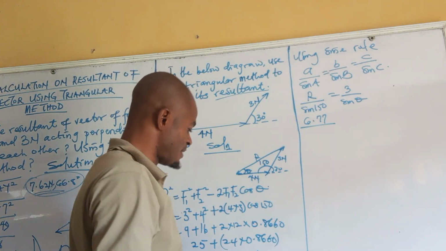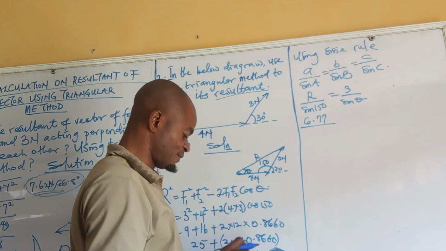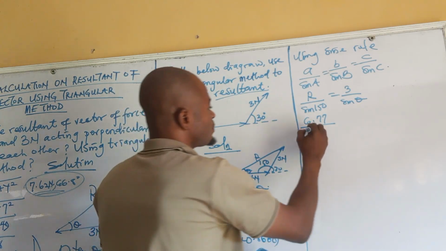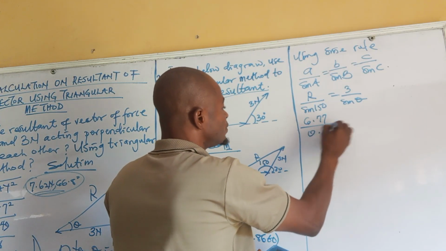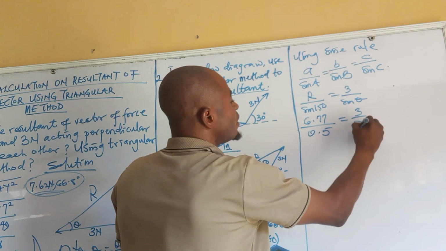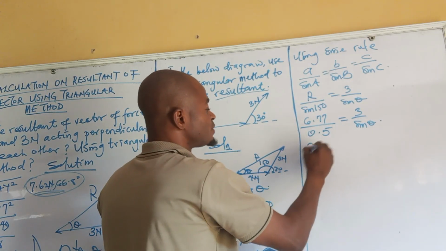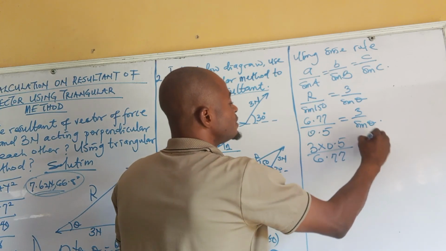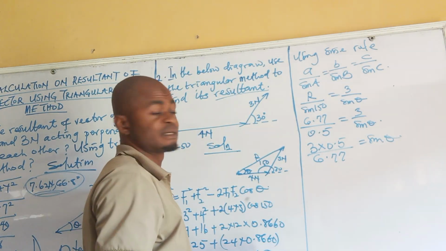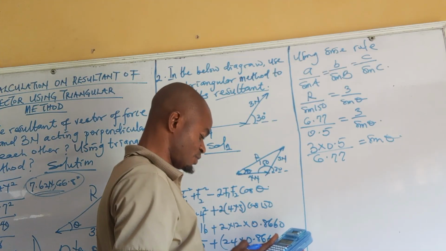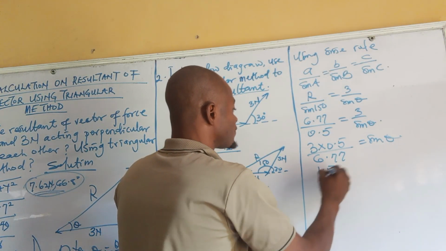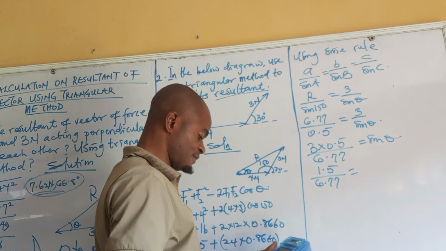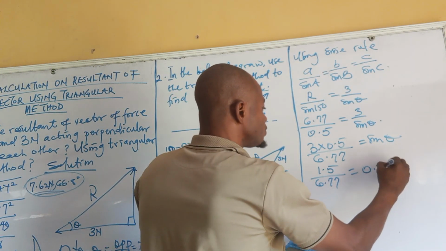What is sine 150? Remember I use cos here. What is sine 150 now? Sine 150 is equal to 0.5. Sine 150 is equal to 0.5, equal to 3 over sine theta. I only cross multiply: 3 multiplied by 0.5 divided by 6.77 is equal to sine theta. Because we don't want to waste much of our time, 3 times 0.5 is 1.5 over 6.77. 1.5 divided by 6.77 gives us 0.22.